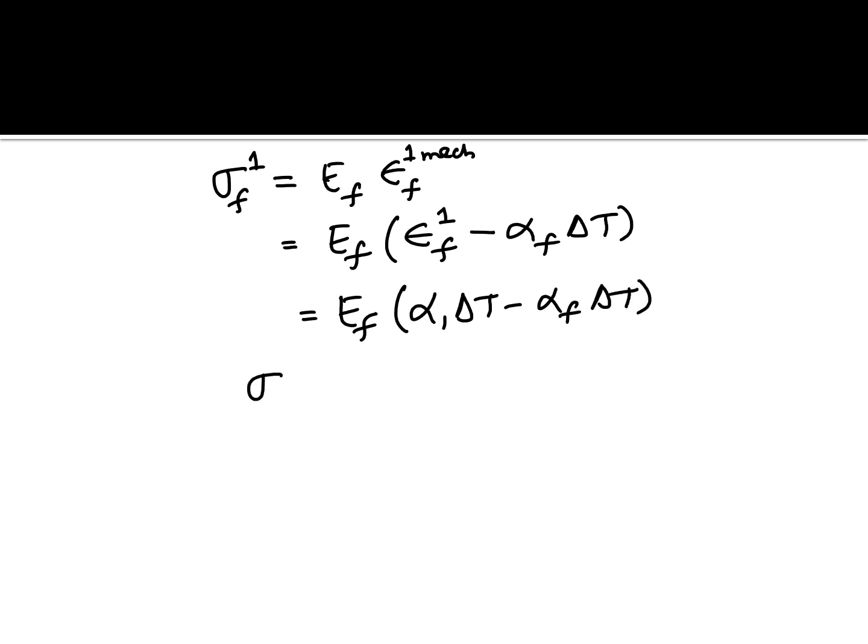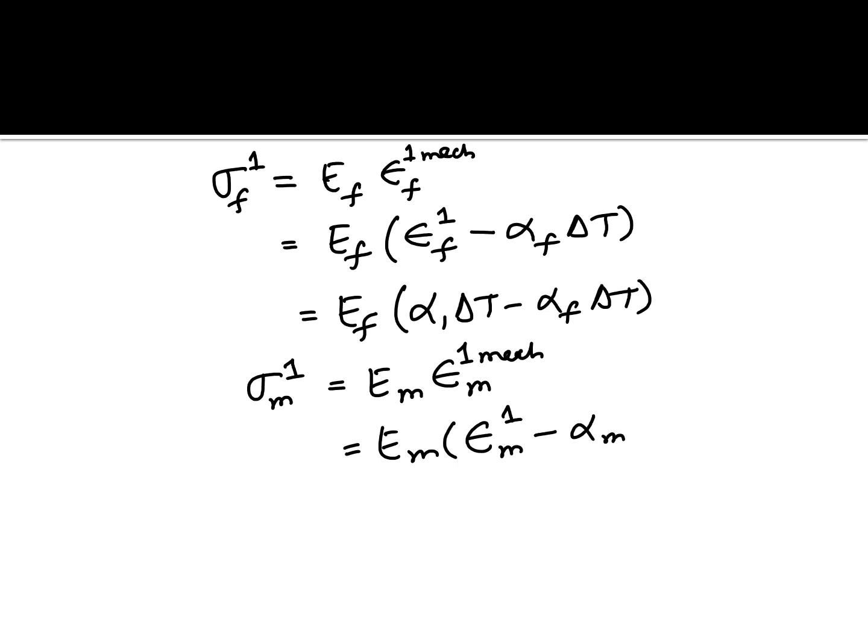Now let's look at the stress in the matrix. The stress in the matrix will be equal to the Young's modulus of the matrix times the normal strain in the matrix in direction 1, the mechanical part of it. And what would that be equal to? That will be equal to whatever is the actual strain in the matrix in direction 1 minus alpha m times delta T, because that's the free expansion term, and this is how much it actually strains. But we also know that this is going to be equal to alpha 1 delta T, because the strain in the matrix in direction 1 is the same as the strain in the fiber in direction 1 and the same as in the composite. So that's why we're able to do this.